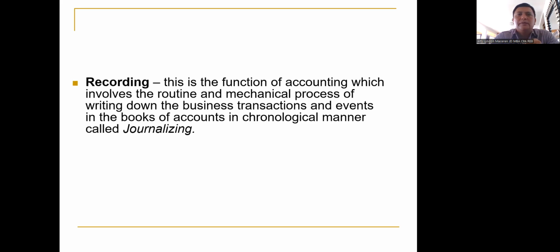The AICPA definition mentions the four functions of accounting, which are recording, classifying, summarizing, and then interpreting. Now we will define these functions. Recording is the function of the accounting process which involves the routine and mechanical process of writing down the business transactions and events in the books of accounts in chronological manner. This is called journalizing. And you can learn it in your ABM 1, 2, 3, and 4, no?